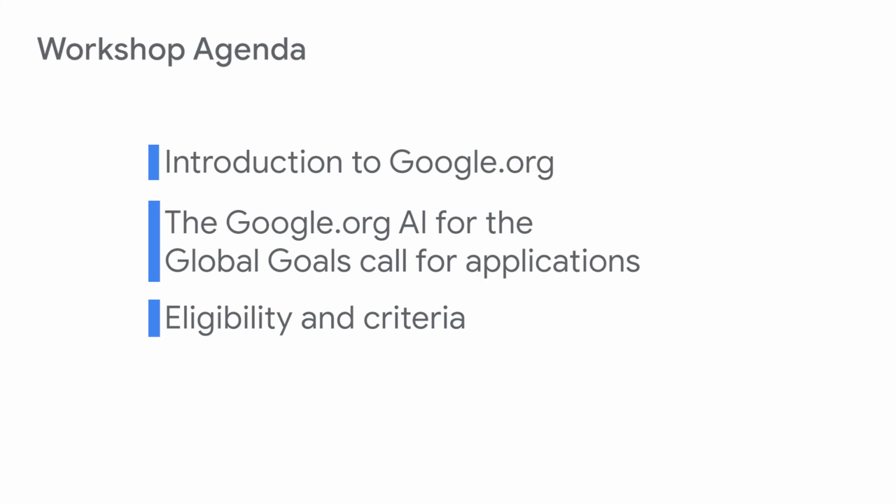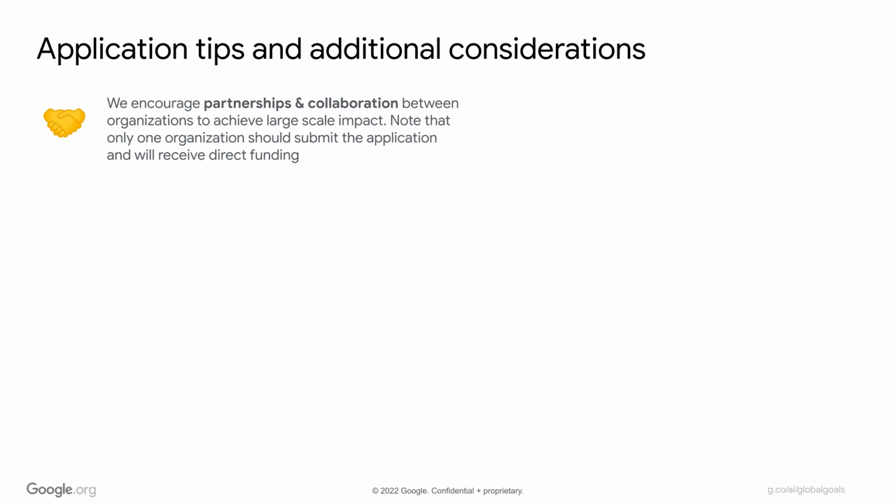To close off, we'd like to share some final tips and reminders. If applicable, we encourage partnerships and collaboration between multiple organizations to achieve large-scale impact. As you're completing the application, consider your organization's strengths and gaps and how you could potentially fill the gaps with partners or other collaborators. Remember that only one organization may be the applicant of record, and if your project is selected to receive funding, the applicant organization will be the recipient of the funding.